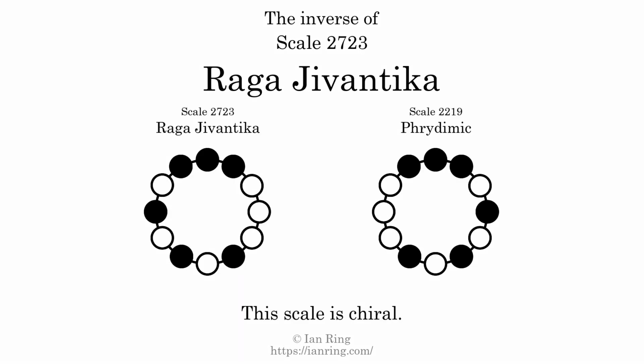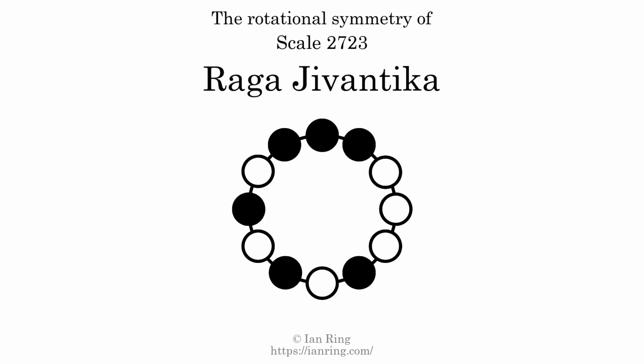The inverse of a scale is a mirror image. It is what you get when the sequence of intervals is reversed. The inverse of this scale is scale 2219, also known as Fredemic. This scale is chiral. It cannot transform into its inverse by rotational transformation. This scale has no rotational symmetry.